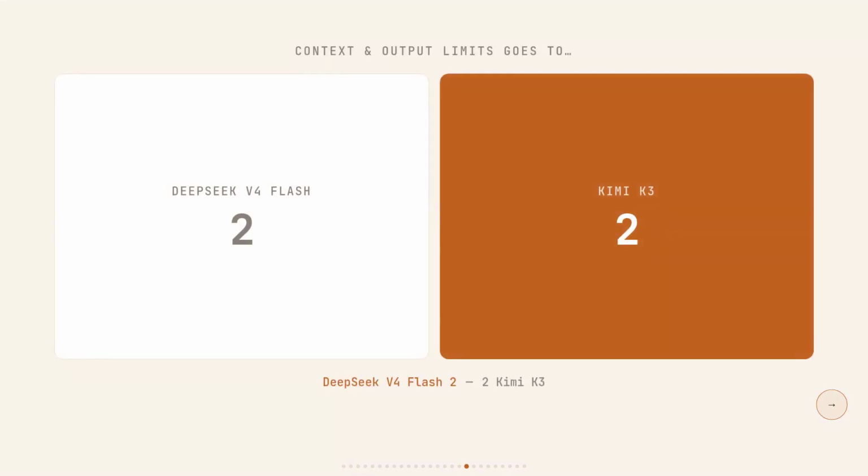Kimi K3 takes context and output limits purely on the output ceiling. I had assumed 384K would be enough to make this a wash, but a 2.6x output advantage for Kimi K3 is a real gap for long-form generation. That ties things up. DeepSeek V4 Flash 2, Kimi K3 2.